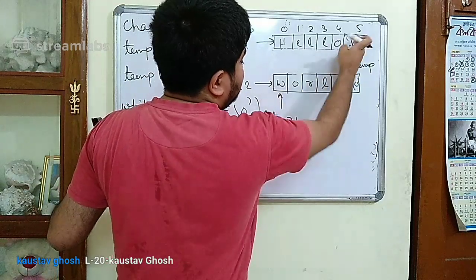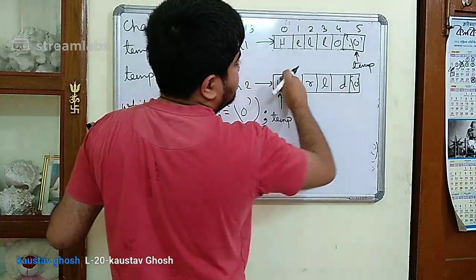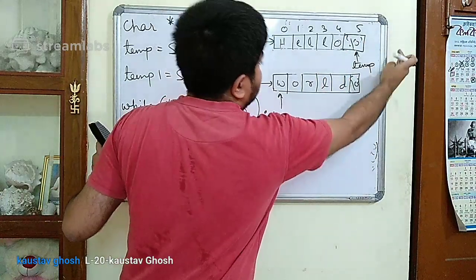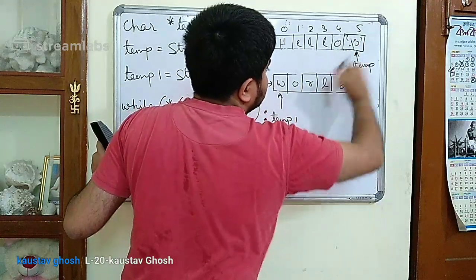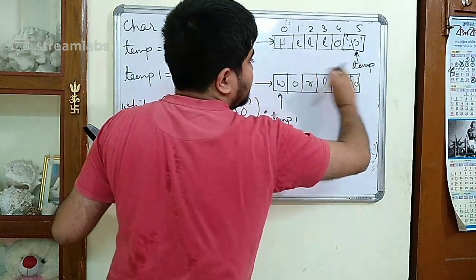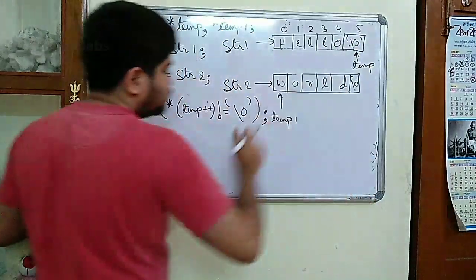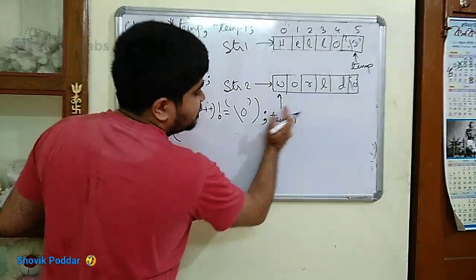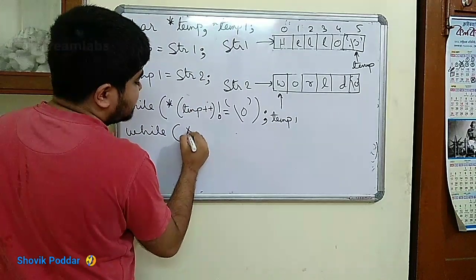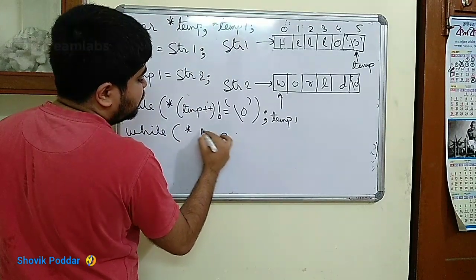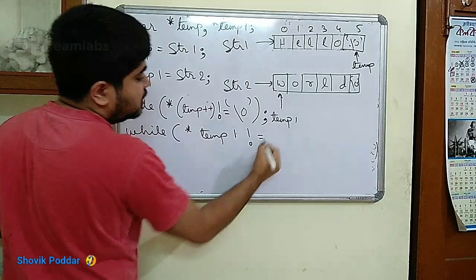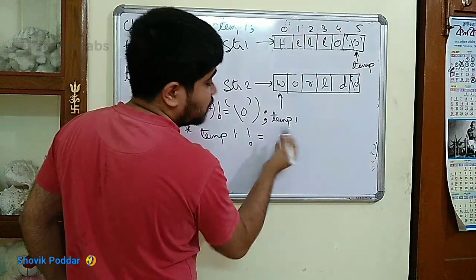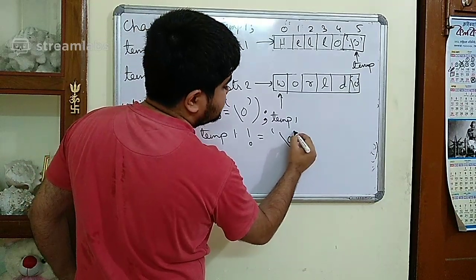I need to keep on copying whatever is in temp 1 to here. W will be copied. Then temp 1 will increase. Temp will also increase, O will be copied, R will be copied, L will be copied, D will be copied. Finally, slash 0 has to be put. So, I have to check with this, while star of temp 1 not equal to what? Slash 0.